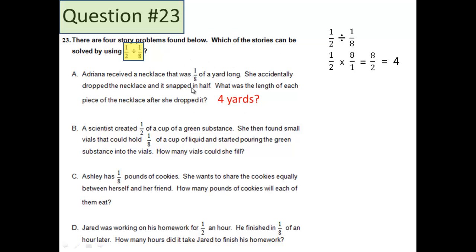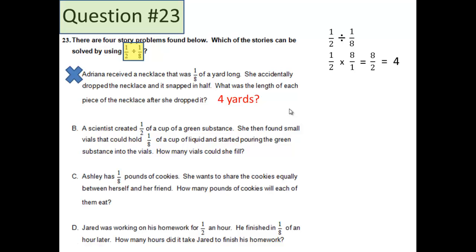The necklace she got was 1/8 of a yard. Then she dropped it and it cut in half. 1/8 of a yard is less than a yard. How could each piece of the necklace be 4 yards? That's crazy. That's more yards than she started off with to begin with. That answer is definitely wrong. Okay? Let's move to letter B.